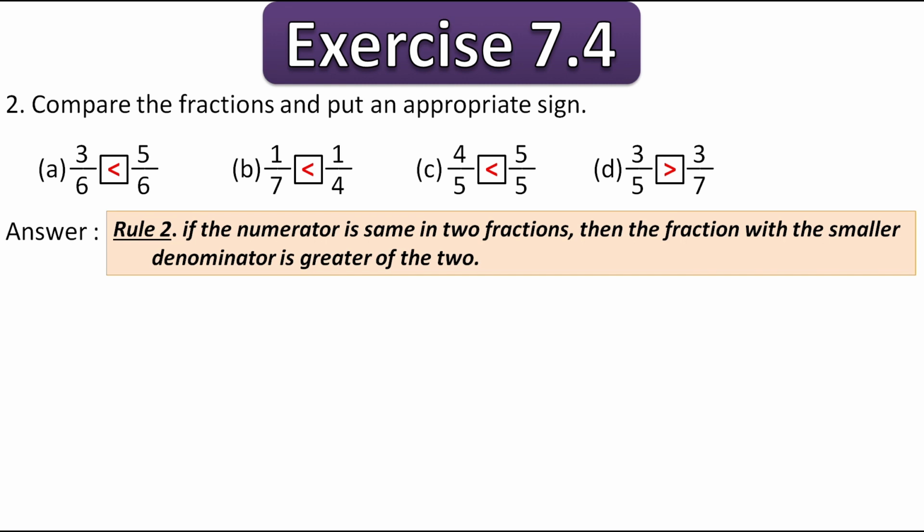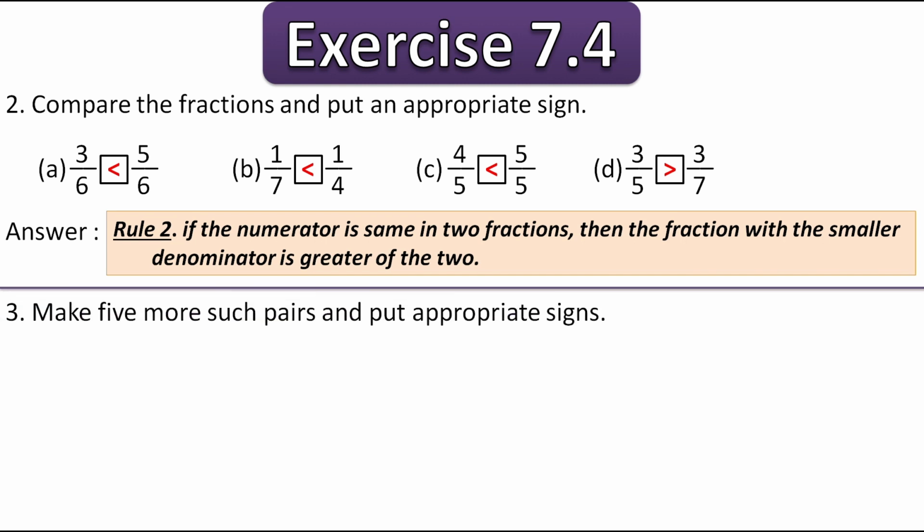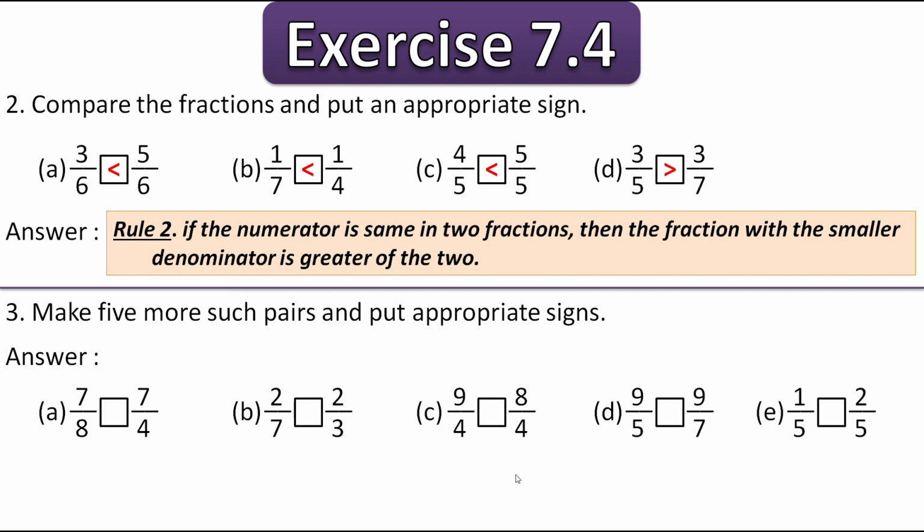Now let's move to the next question, that is the third one. Make 5 more such pairs and put appropriate signs. Here I am taking 5 examples that are my own. You can take any other examples. So here we have to check. Now here we have the numerator same. So 7 upon 4 is greater than 7 upon 8.